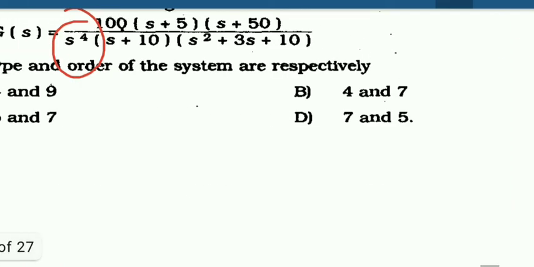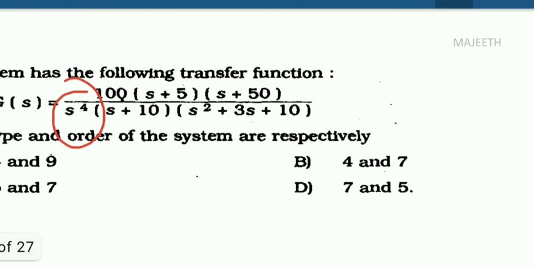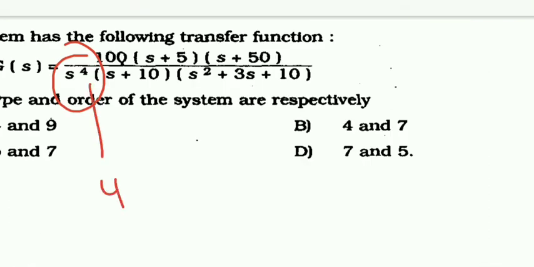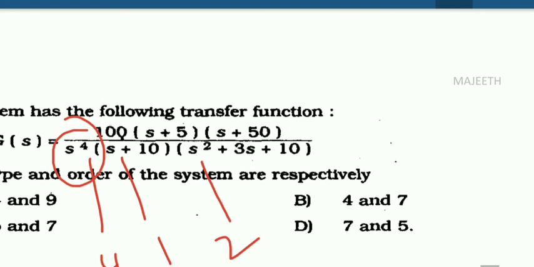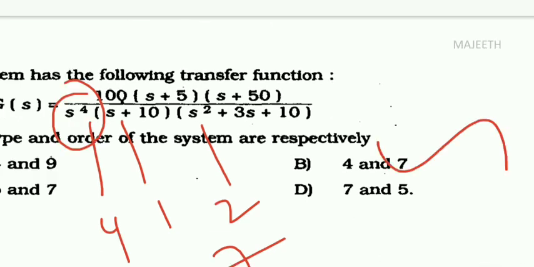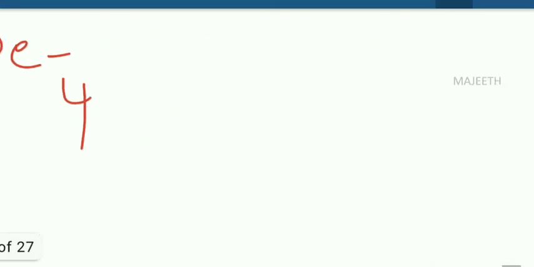What about order? Order is the total power of the denominator. This is 4, this is 1, this is 2. Sum it up, so 7. So type is 4 and order is 7. Type is given by the number of poles lying at the origin, and order is given by the order of the denominator. This is a simple question. So 4 and 7.